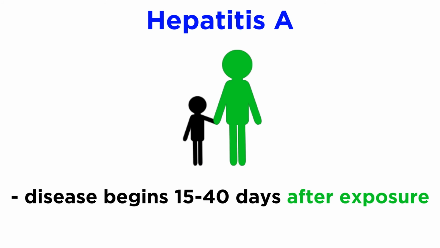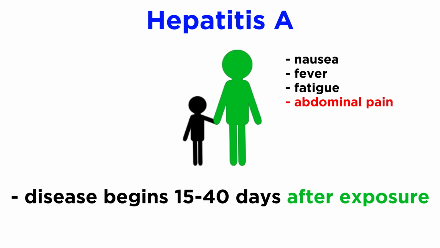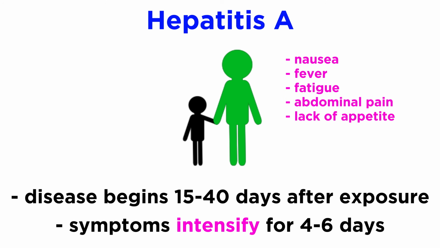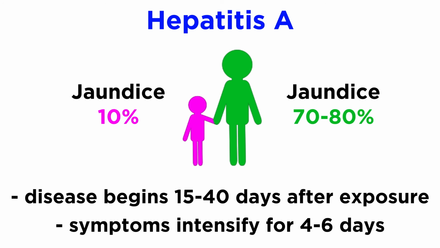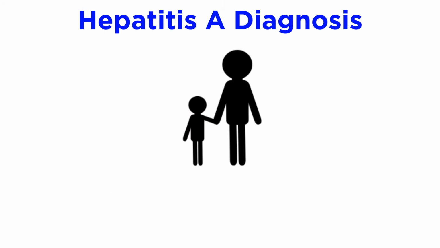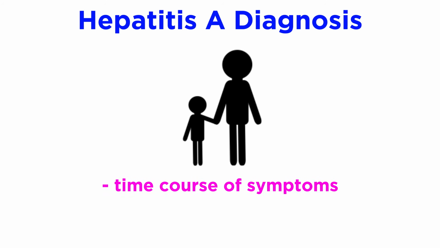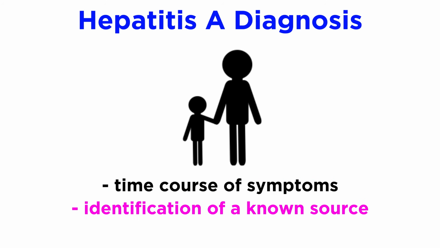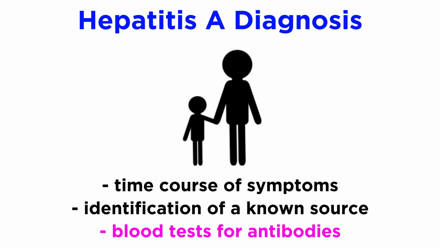For people that do experience symptoms, the disease usually begins 15 to 40 days after exposure with nausea, fever, fatigue, abdominal pain, or lack of appetite. Then symptoms intensify for 4 to 6 days before the jaundice phase begins. 70 to 80% of adults experience jaundice, while just 10% of children do, and 99% of cases end with a complete recovery. For the most part, diagnosis of hepatitis A is made from the time course of symptoms, identification of a known source, and/or blood tests for antibodies to the virus.